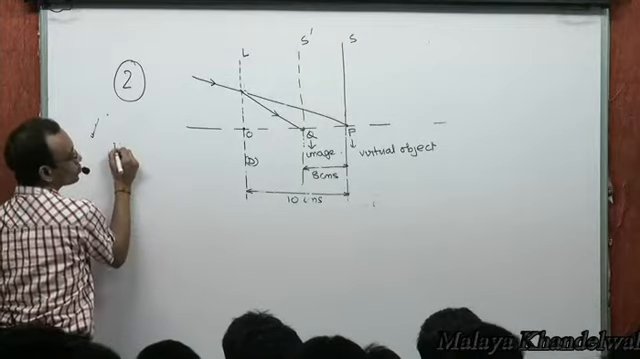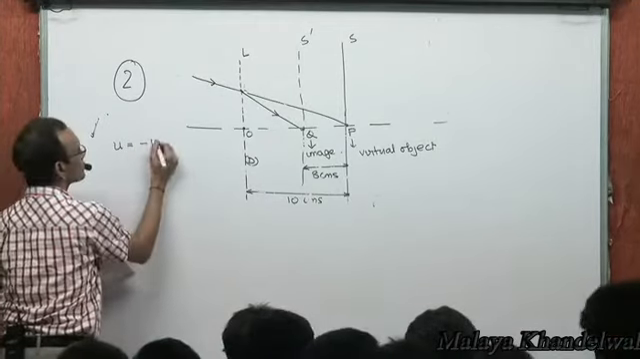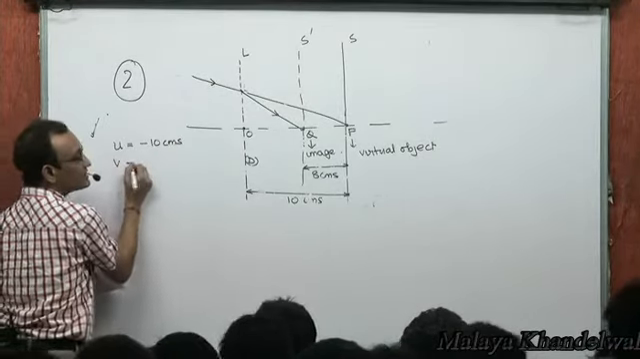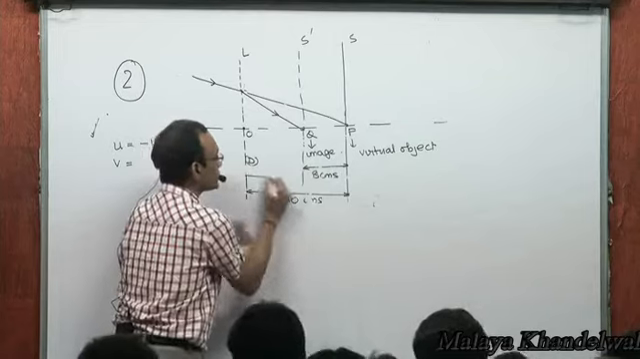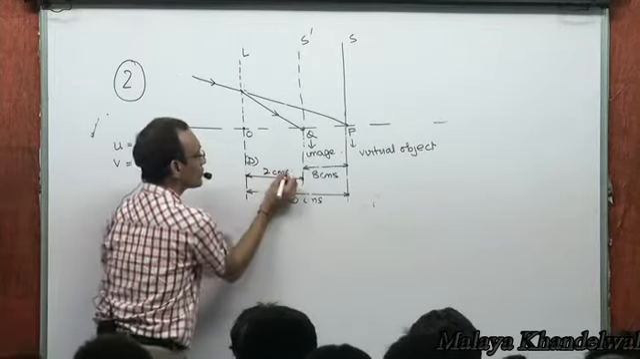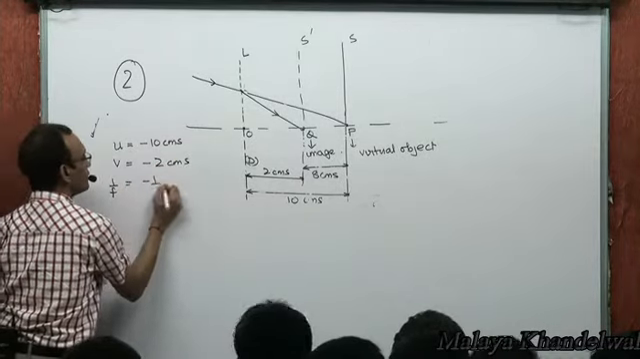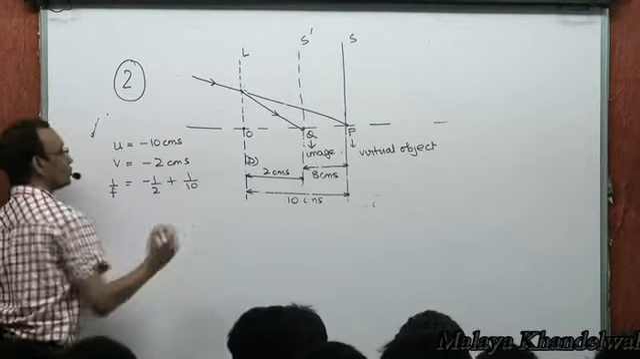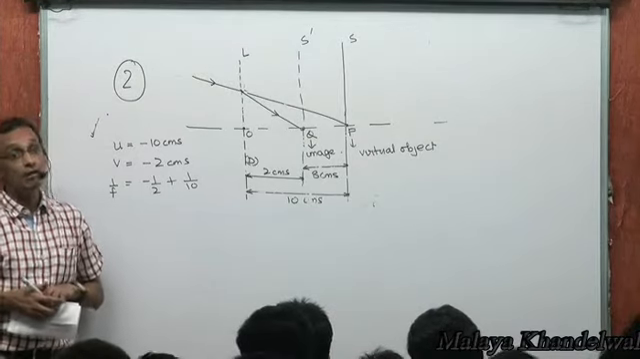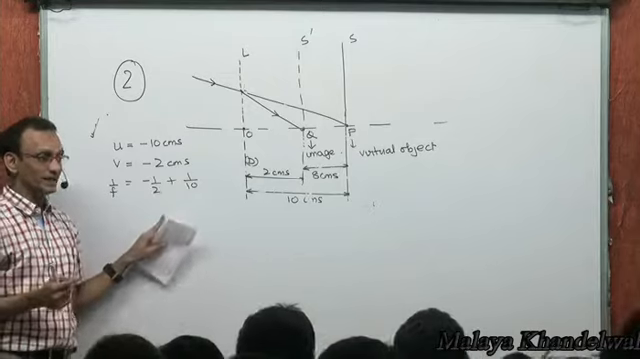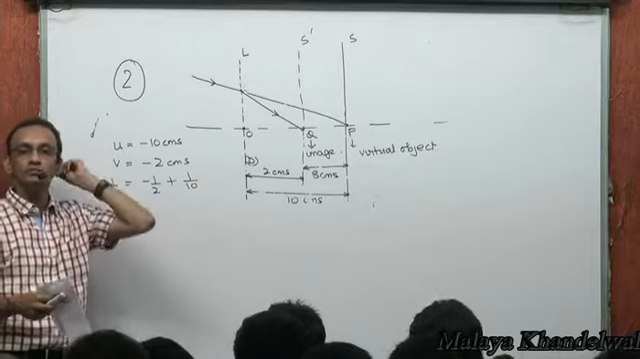what is u? Minus 10, same thing, minus 10. v is, this is 2 centimeters, so minus 2, measured in the same direction as the incident ray. And then focal length would be 1 by v minus 1 by u, which is a negative number, as you can see. You expected this to happen. It's a converging device, so focal length must be negative. This must be a convex lens then. Clear? Okay.